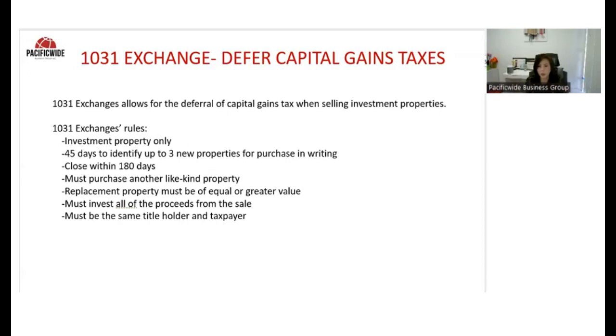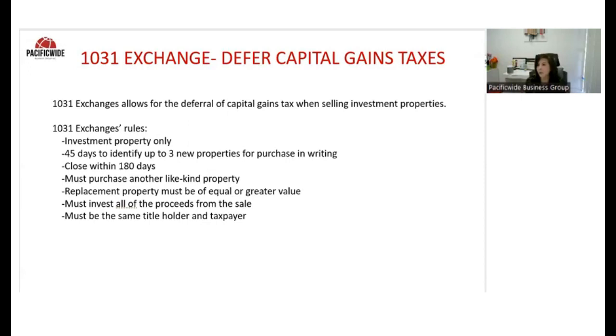Okay. You must invest all of the proceeds from the sale, and you must be the same title holder. So whatever amount you get from selling the property, you have to use it for the new purchase. You cannot hold anything back, because any amount you hold, you keep, you have to pay capital gains tax on that amount. Okay, so you don't want to do that. Must be the same title holder.